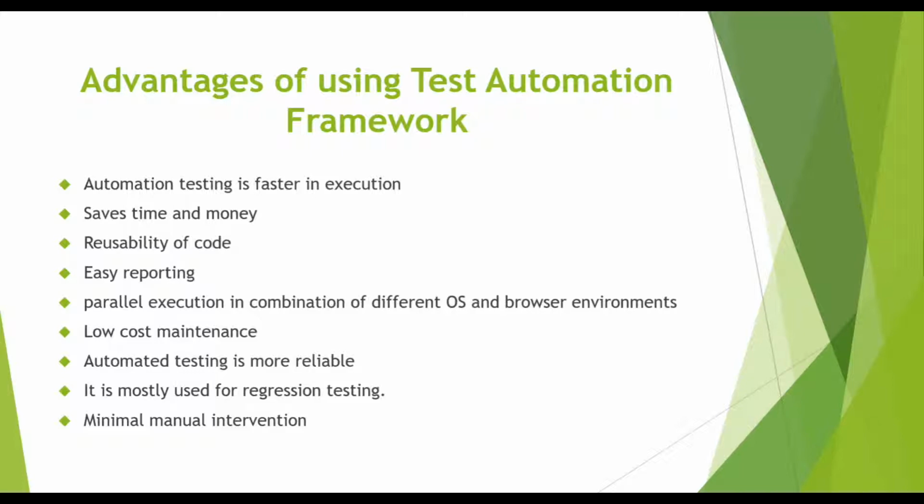And then low-cost maintenance; it is cheaper compared to manual testing in the long run. It is more reliable, more powerful and versatile. It is mostly used for regression testing, supporting execution of repeated test cases, and it needs minimal manual intervention. These are the things we should know: what a test automation framework is, why it is required, and what the advantages of a test automation framework are.